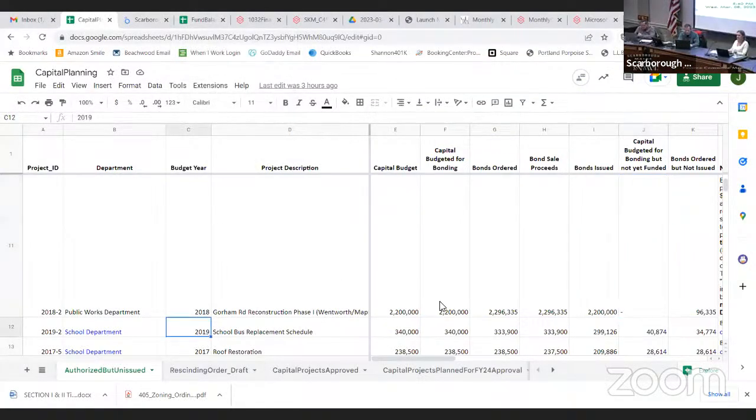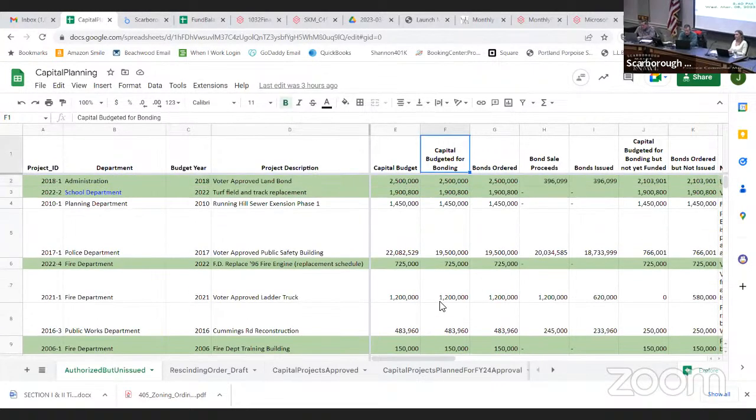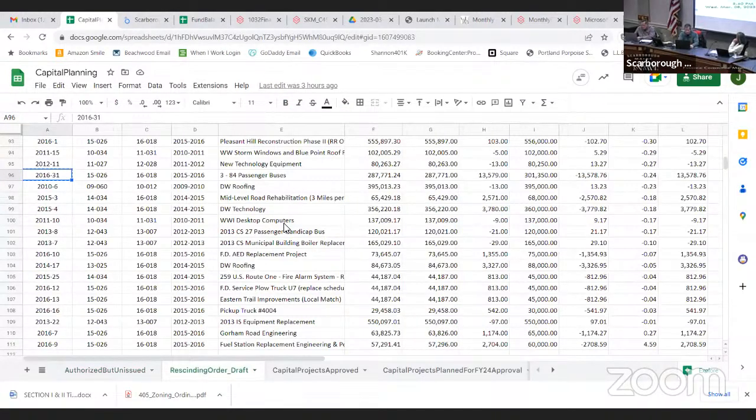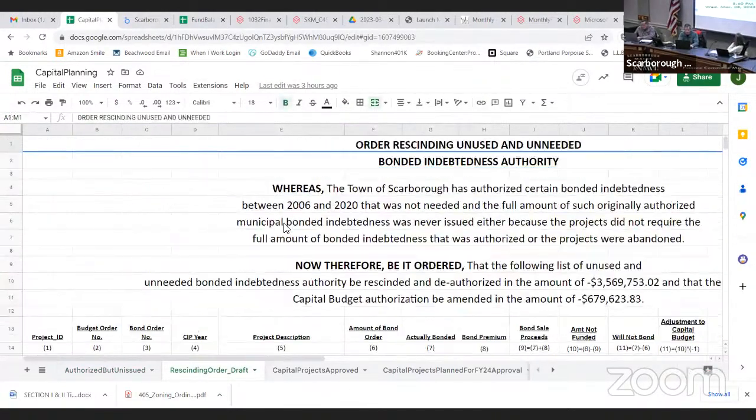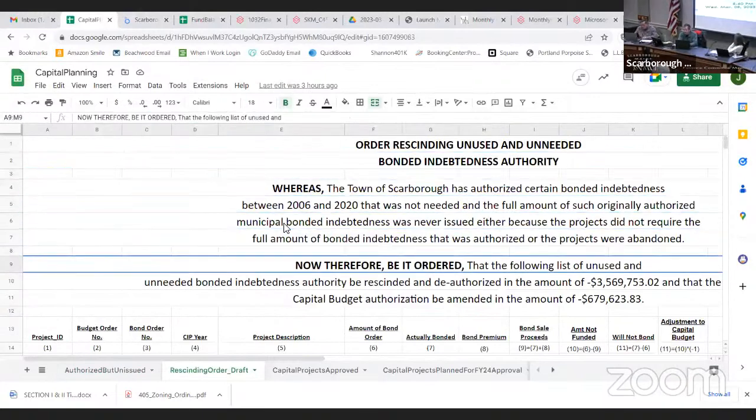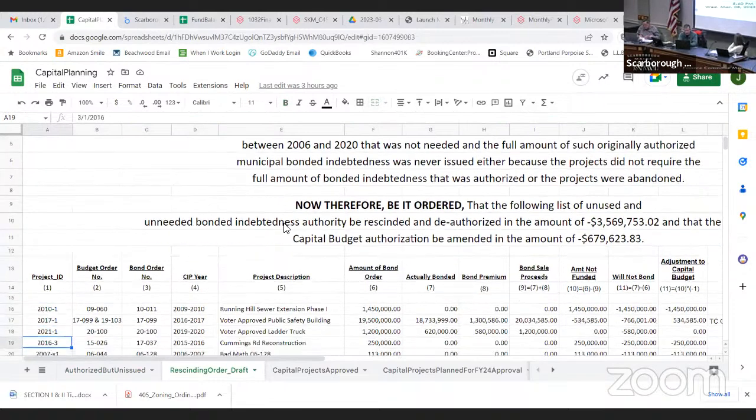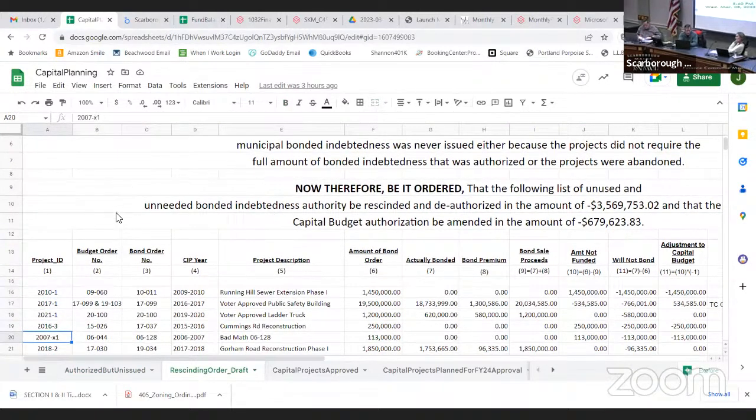Okay. So we had this on our last agenda, and we talked through and agreed to prepare a rescinding order draft, which looks similar to what we've used in the past when we have unneeded debt authorizations. So I did that here.